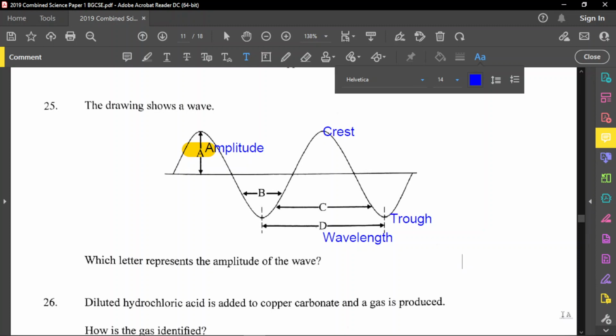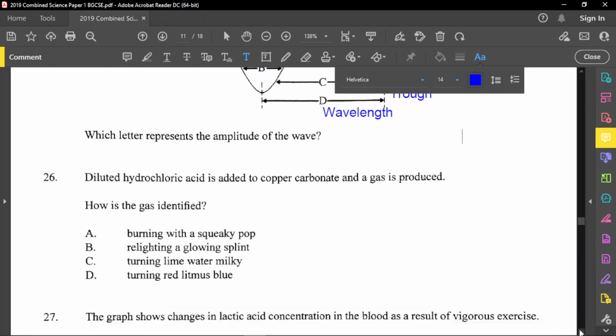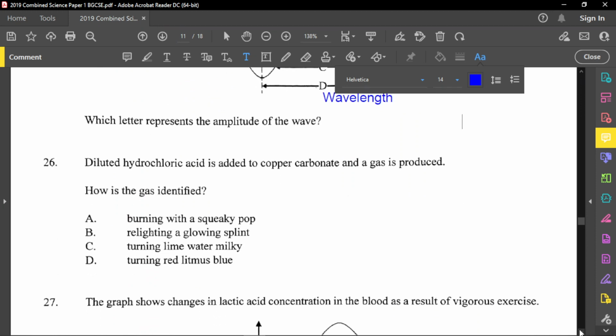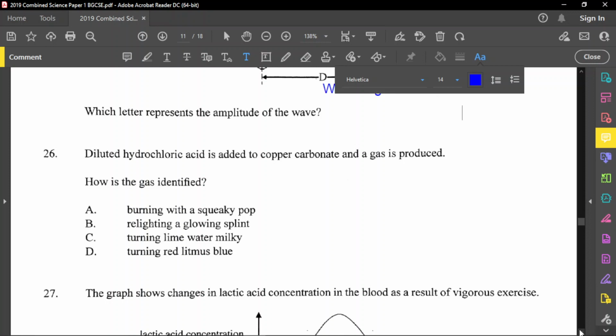Question number 26: dilute hydrochloric acid is added to copper carbonate and a gas is produced. How is this gas identified? The first thing you need to know is what gas is produced when you react an acid with a carbonate. Hydrochloric acid is an acid, and copper carbonate is a carbonate, so you need to know those reactions. You also need to know the reaction of acids with hydroxides or oxides, which are called bases or alkalis, and the reaction between acids and metals as well.